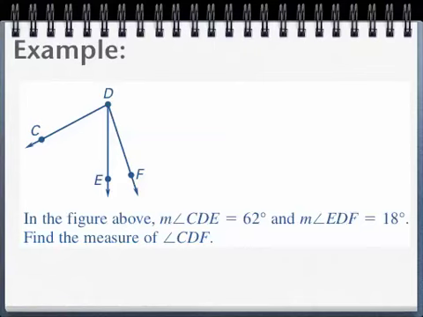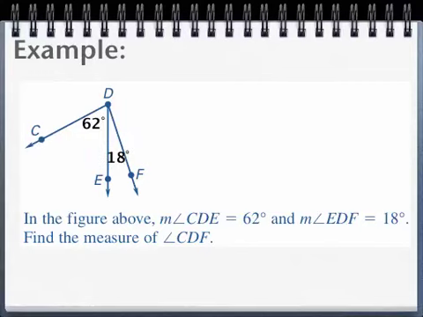An example of the angle addition postulate says that in the figure above, the measure of angle CDE is 62 degrees, and the measure of angle EDF is 18 degrees. It asks us to find the measure of angle CDF. First thing I need to do is label on the picture what they tell me below. So angle CDE is 62 degrees. Go ahead and label it. And angle EDF is 18 degrees. Go ahead and label it.